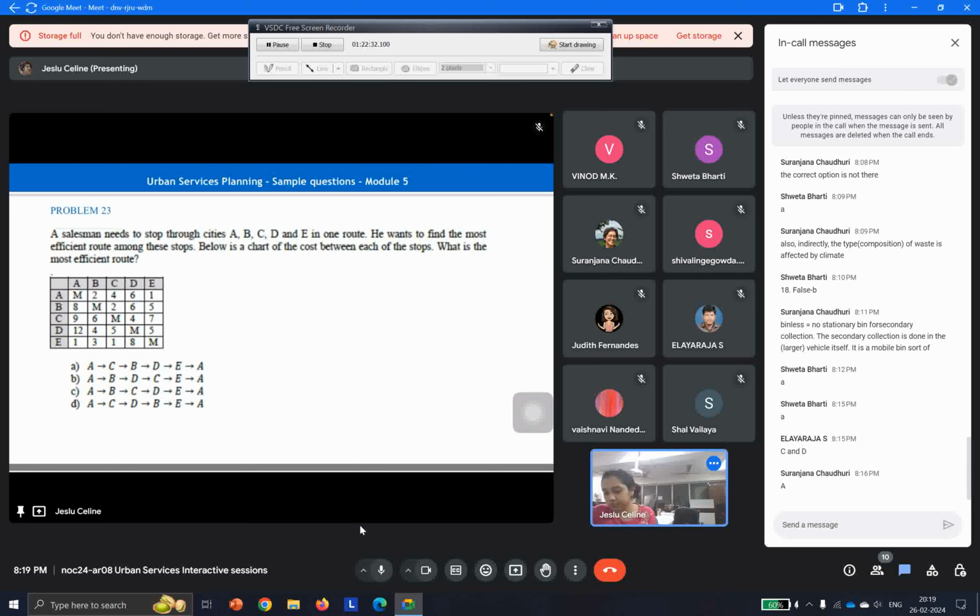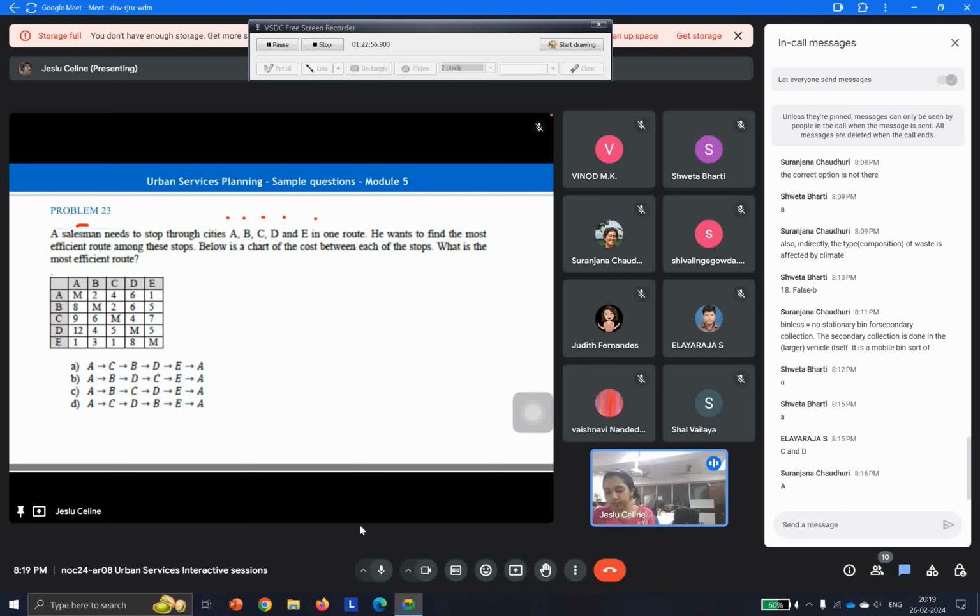So here the question says a salesman needs to stop through cities A, B, C, D, and E in one route. He wants to find the most efficient route among these stops. Below is a chart of the cost for each of the stops. What is the most efficient route? Converting it to our vehicle routing problem, it can be a vehicle which needs to collect from bin A, bin B, C, D, and E. So this is one problem.